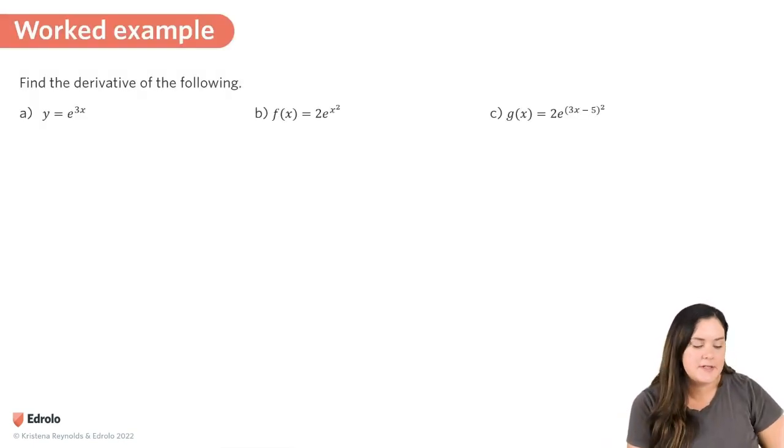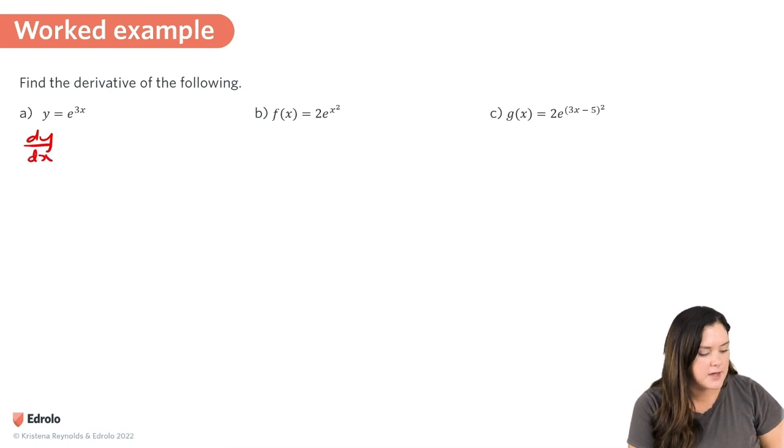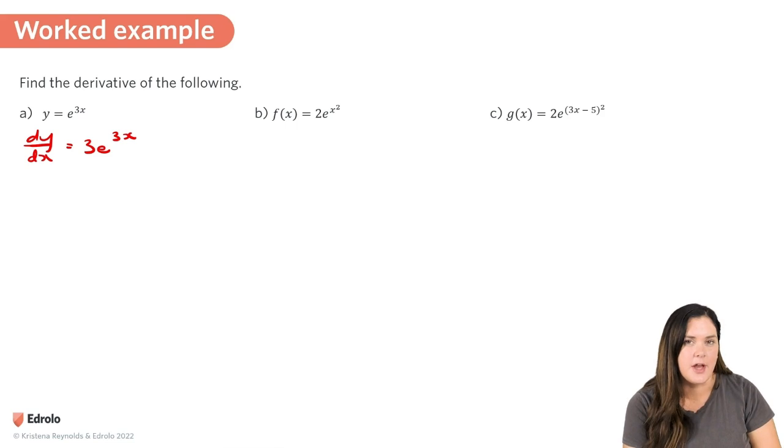So putting this into practice, the very first question we've got here is y equals e to the power of 3x. A nice and simple one to start with. All we have to do there is bring that 3 to the front. We know the derivative of 3x is just 3, so that goes to the front. The derivative of y equals e to the 3x is going to be 3 times e to the power of 3x.